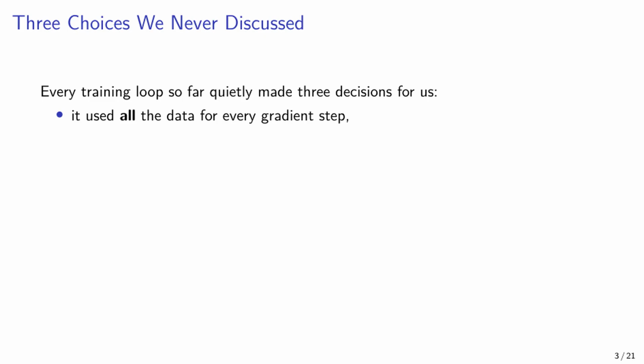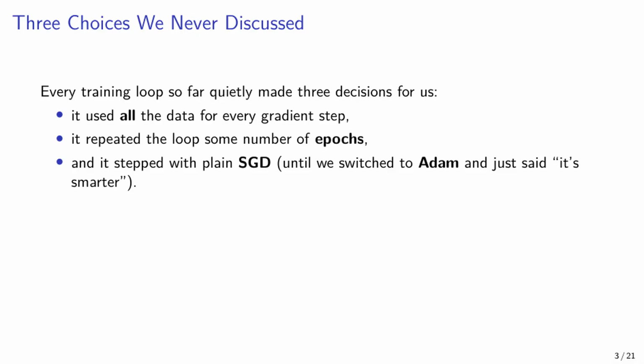Start with a confession. Every training loop so far quietly made 3 decisions without discussing them. The first, it used all of the data for every single gradient step. The second, it repeated the loop some fixed number of epochs, and we never asked how many was right. And the third, it stepped with plain SGD, except the time we switched to something called Adam, and simply said it was smarter, without saying why.